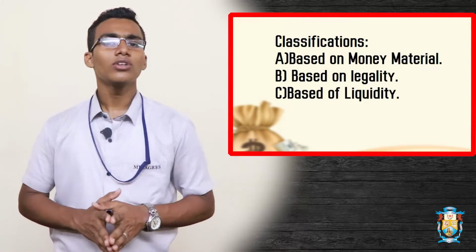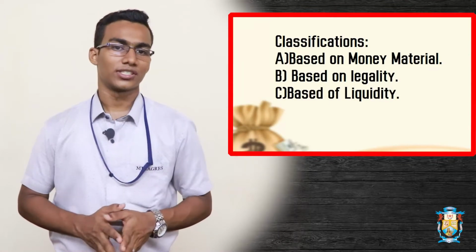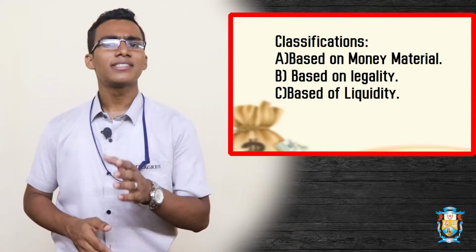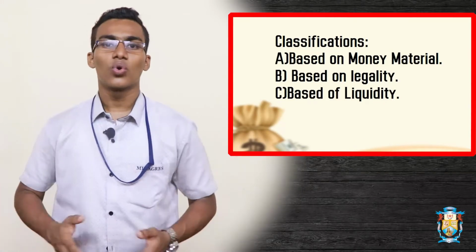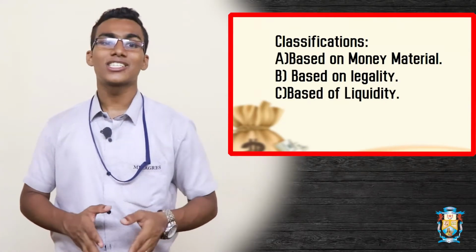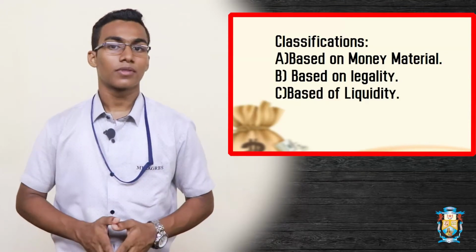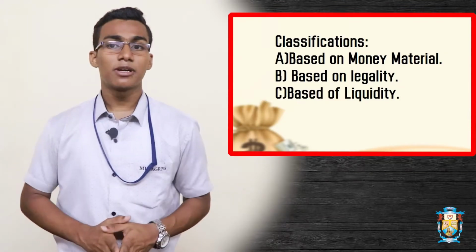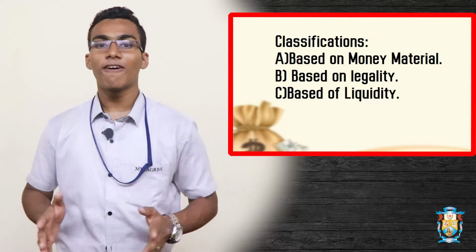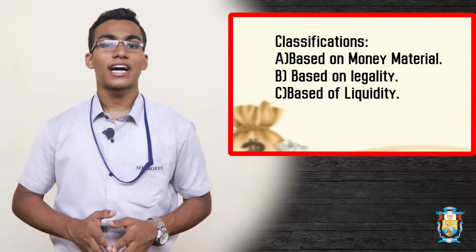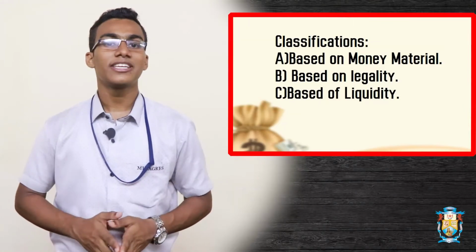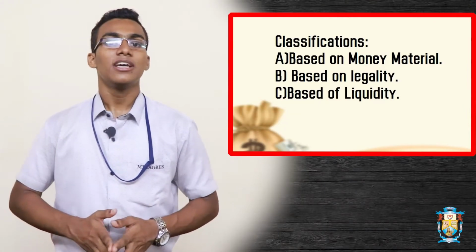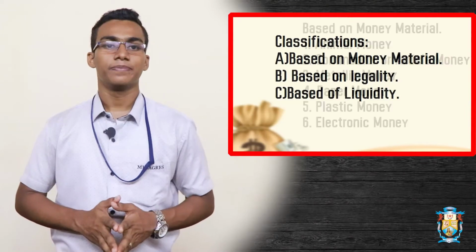Now, let us move on to some of its classifications. The term money means the indirect exchange of goods and services. It has evolved over centuries and has changed its form over a period of time. The earliest animal money to the latest electronic form of money can be classified under various categories, such as based on money material, based on legality, based on liquidity.